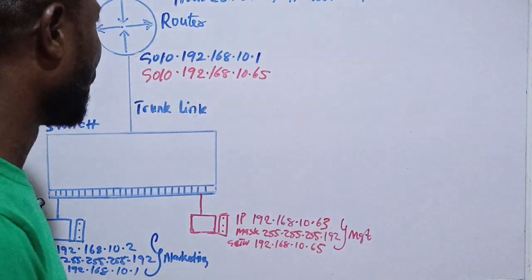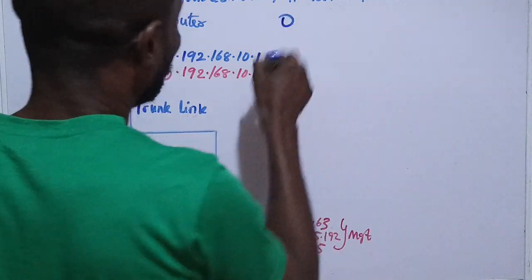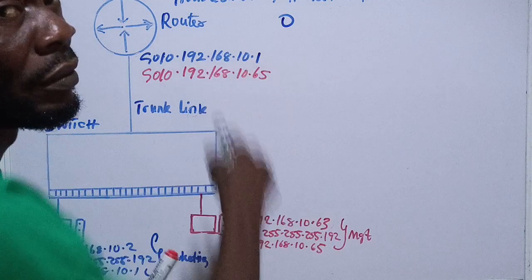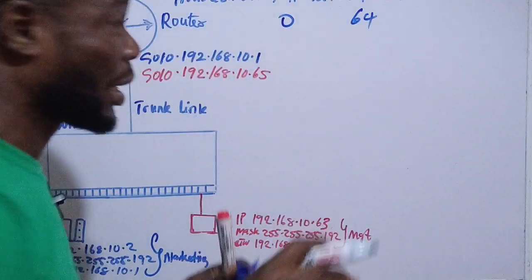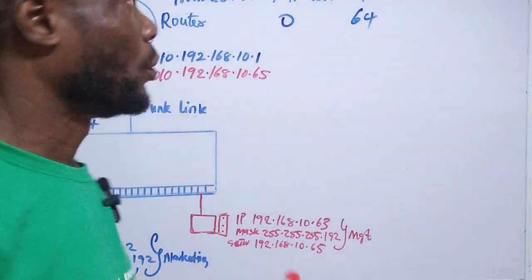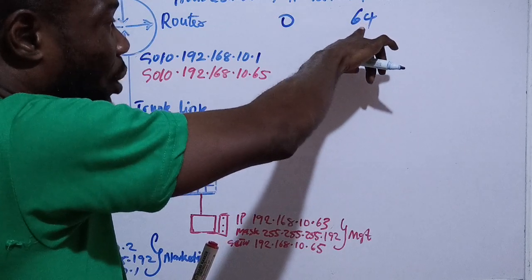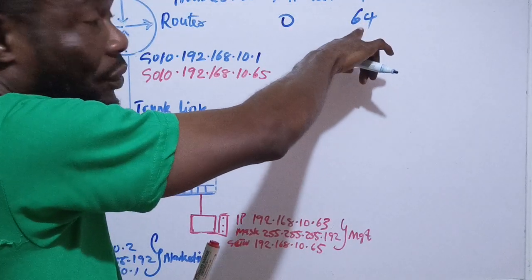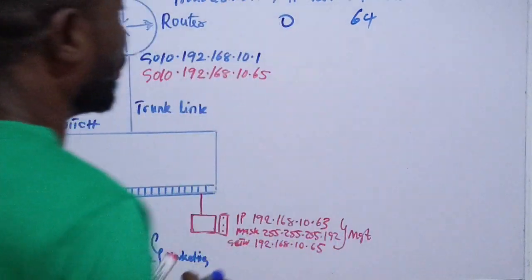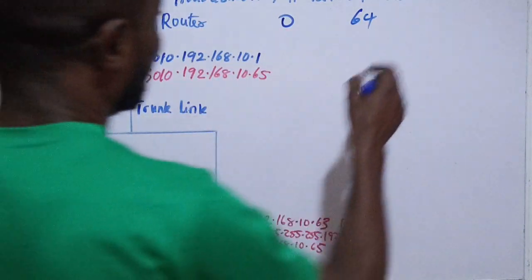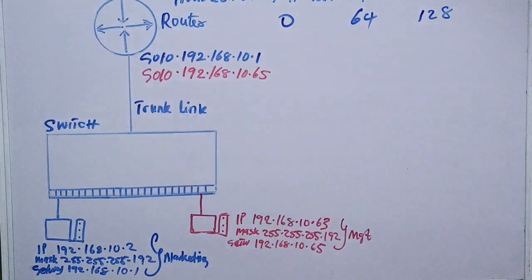How do we see it? In the first subnet here, it started from 0, and that is why the first valid host is 1. The second one started from 64, because each one can give you 64 addresses, minus 2 for the broadcast and subnet address, leaving 62 valid hosts. The next one should be 128, because we are using a block size of 64.